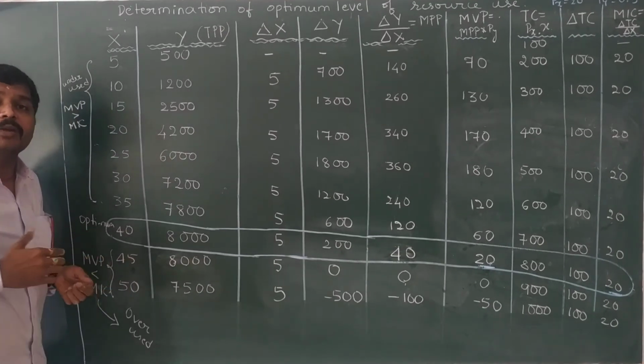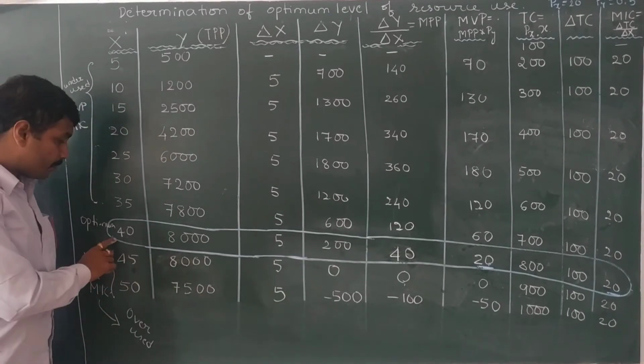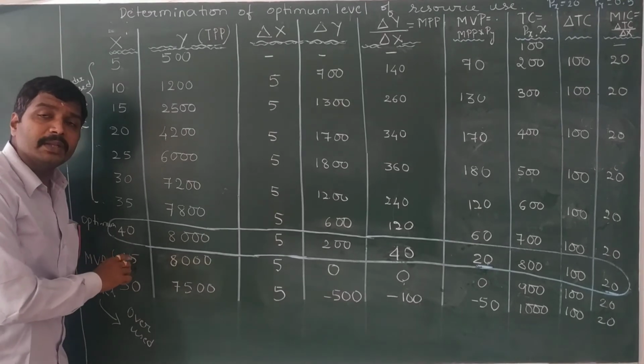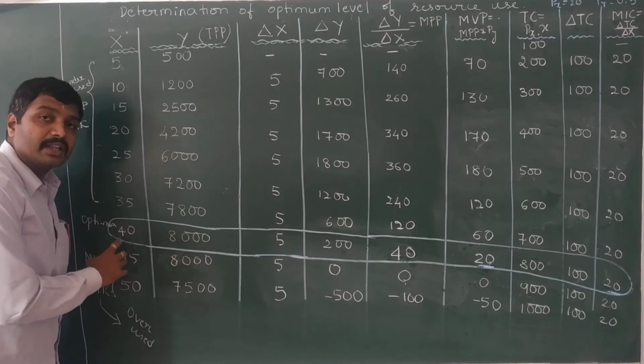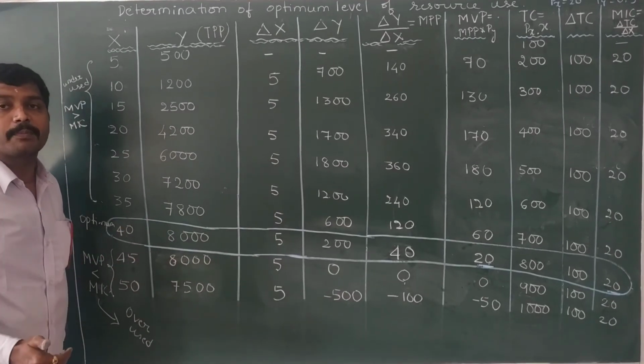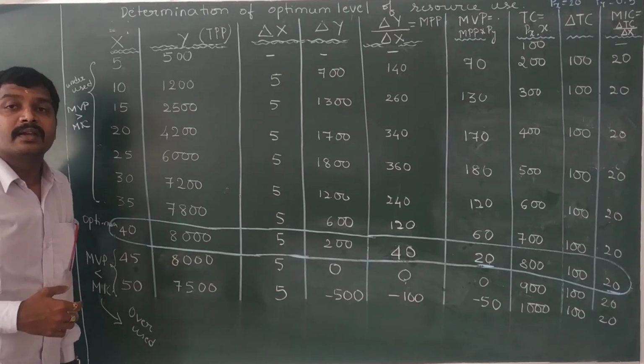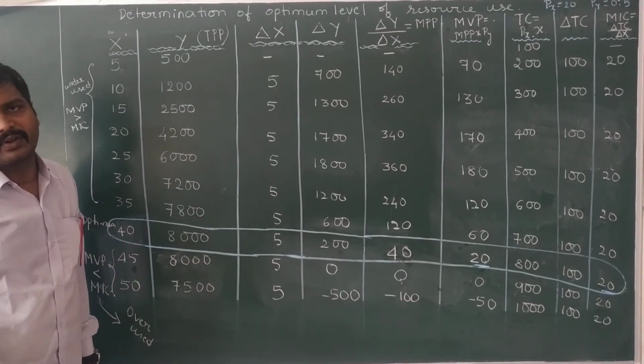Okay, that means that is where the farmer needs to stop. He should stop input application at this particular level. That means he should apply 40 units such that he is going to get maximum profit.